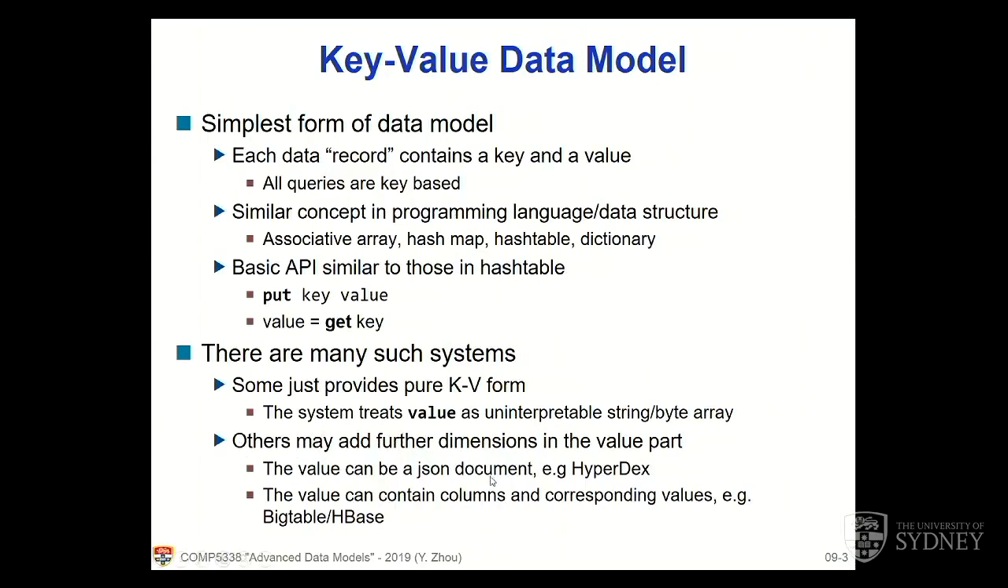Others may add some further dimensions in the value part. The value can be a JSON document, and then there's a key pointing to the value, like in hypertext. Or the value can contain columns and corresponding values, so the value itself is like a row. This is like Bigtable or HBase. So Bigtable is sometimes considered to also have this key value flavor.